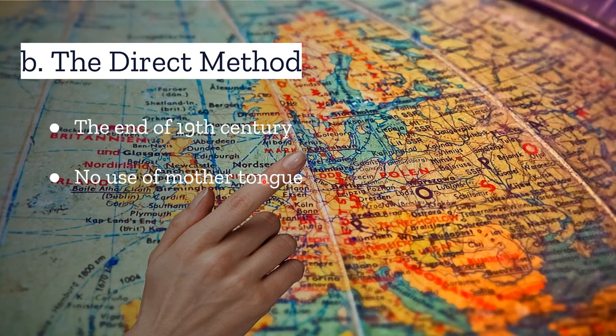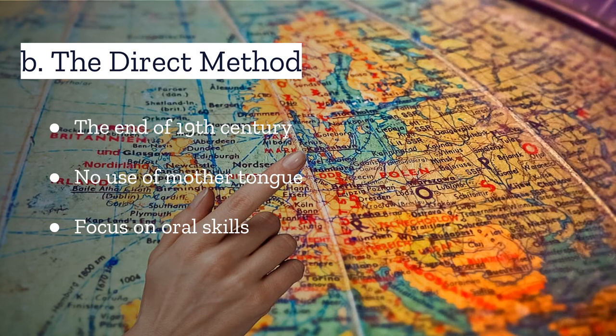Since mother tongue is not used in the direct method language classroom, the learners are made to think, are insisted to think in the target language. The teacher wouldn't be using any words from the mother tongue, and they might be using pictures or realia. They'd be making use of maps in the classes so as to avoid using mother tongue. And in this method, oral skills were focused on. The goal was to make the learners speak in the target language.